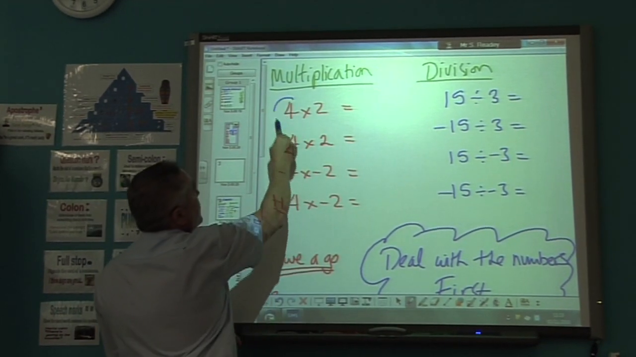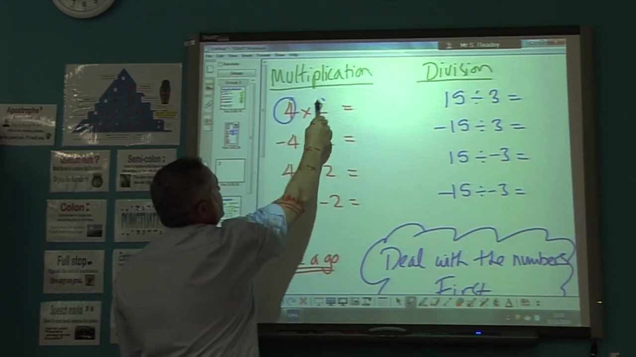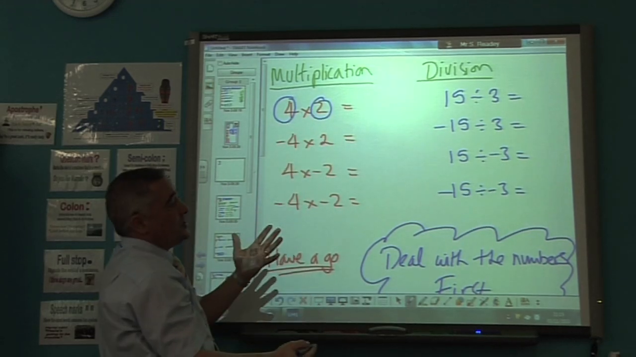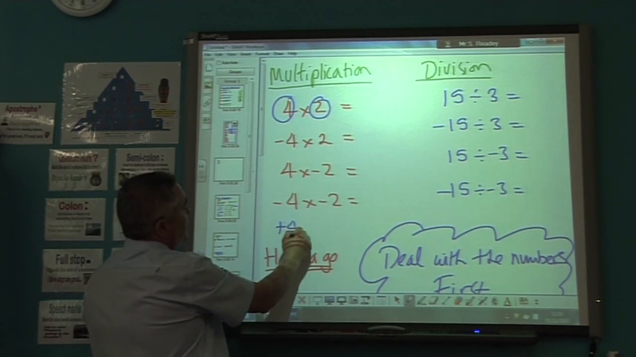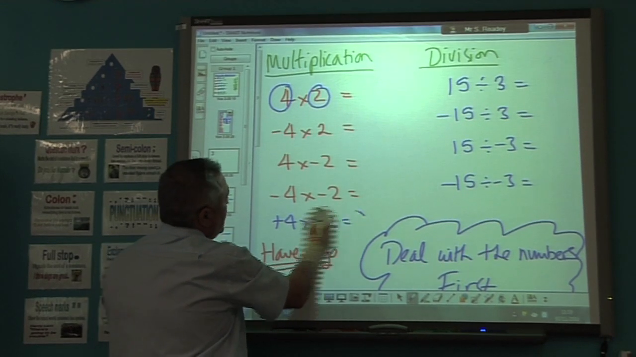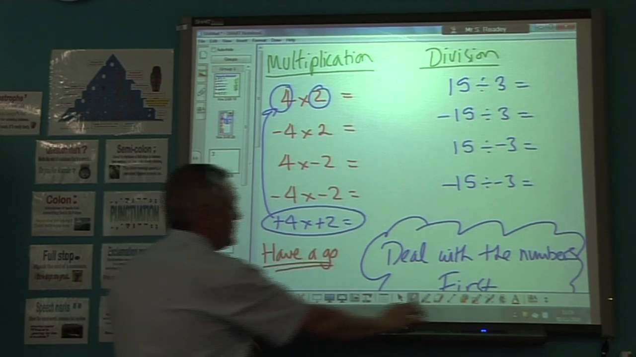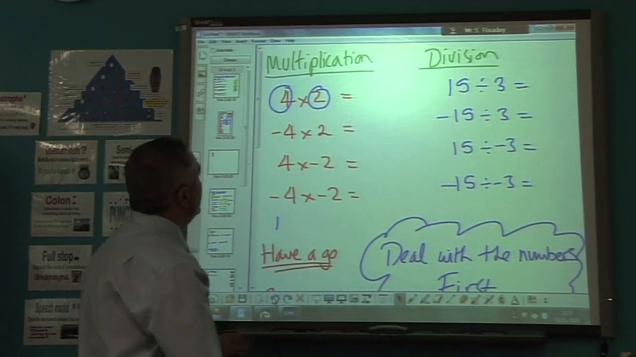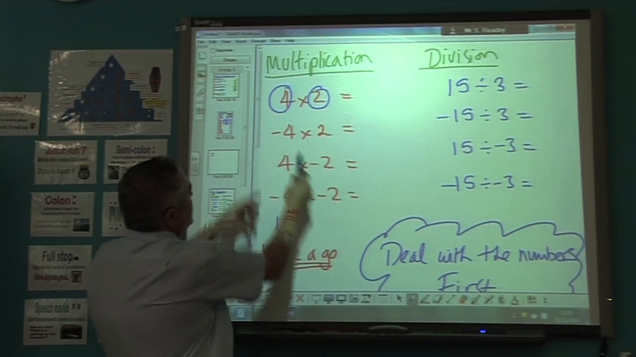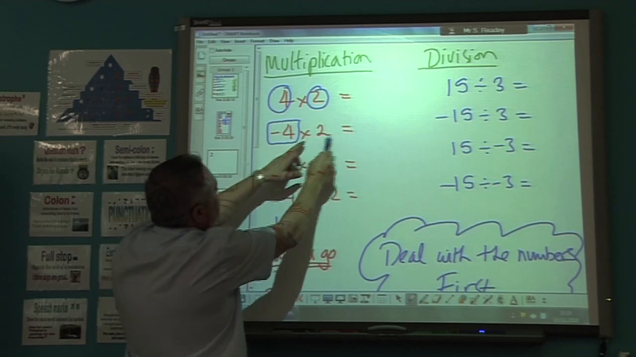That's a positive 4. That's a positive 2. I could write, if I wanted to, positive 4 times a positive 2. It means exactly the same. Those two are the same. Okay? Now, if I look at the next one, negative 4 times 2.